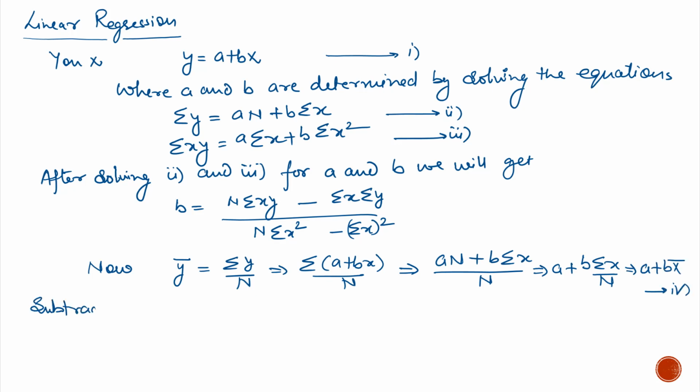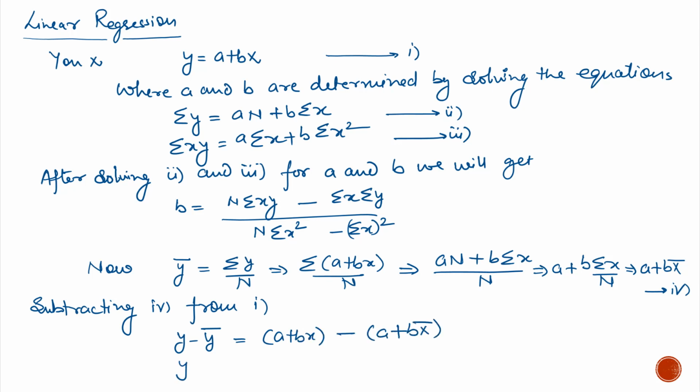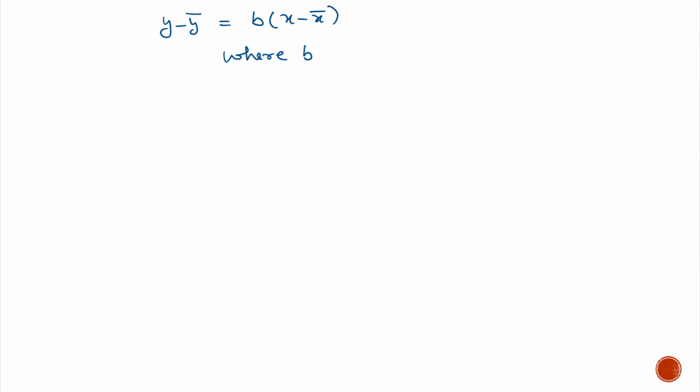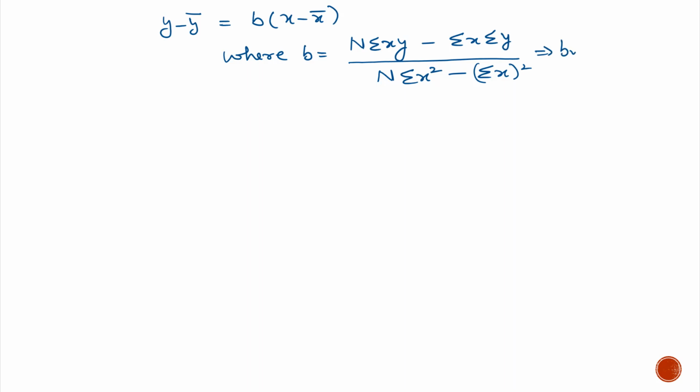Take this as the fourth equation. Now subtracting fourth from first, we get y minus y bar equals a plus bx minus a plus b x bar, which equals y minus y bar equals b times x minus x bar, where b equals n times summation of xy minus summation of x summation of y, divided by n times summation of x square minus summation of x whole square. We can say it is byx.